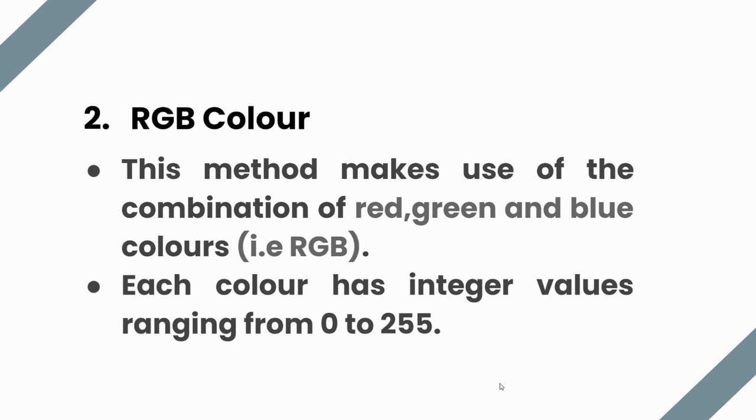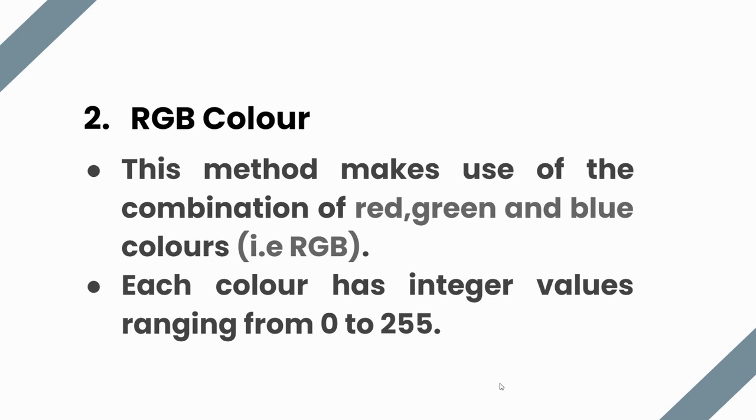So next we have the RGB color. So this method makes use of the combination of red, green, and blue colors. Yeah, so I talked about this in one HTML class we had before about how the RGB color works. So each of these colors, that's the red, green, and blue, they all have integer values ranging from 0 to 255. So each of them on their own actually have values from 0 to 255, and 255 represents the highest definition for that color in each of them.